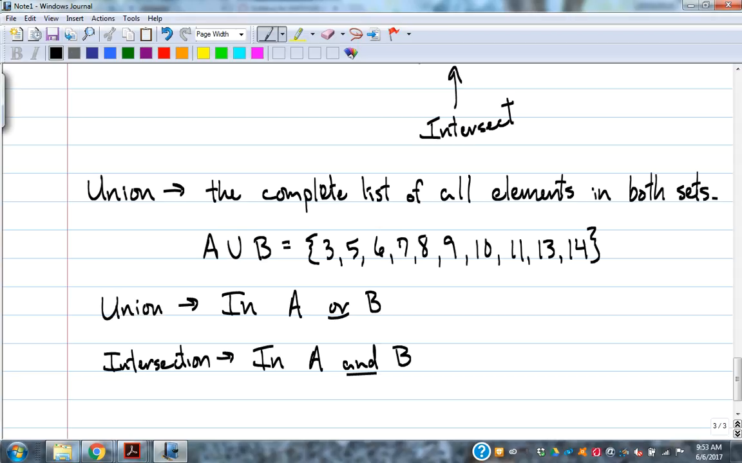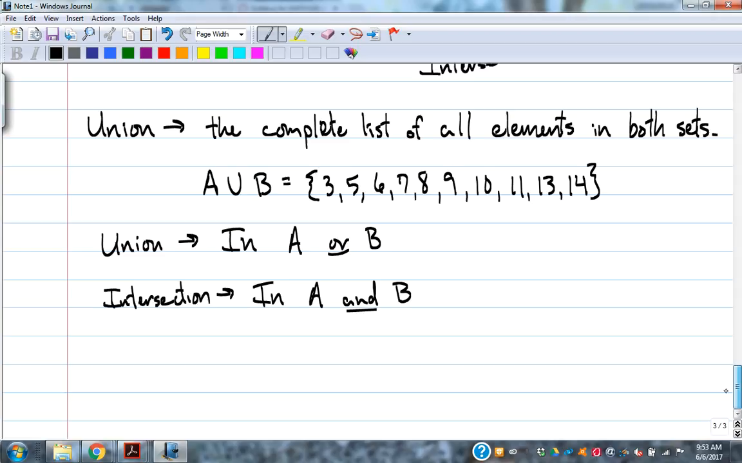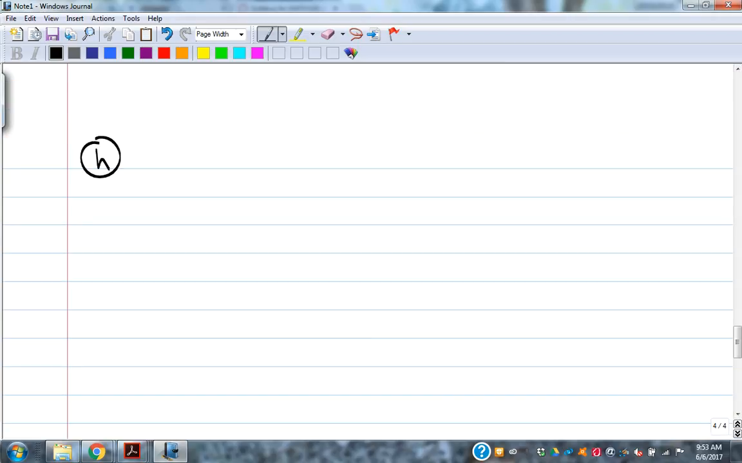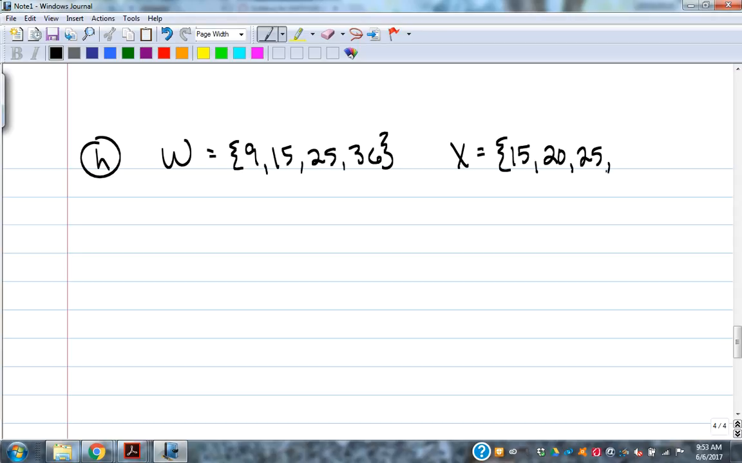Okay, so let's look at a few sets and then build intersections and unions of those sets. All right, here's two sets. Set W is 9, 15, 25, and 36. And I'm just kind of randomly picking some numbers, and I'm going to make these sets do what I want them to do. And set X we'll call 15, 20, 25, 30, and 35.